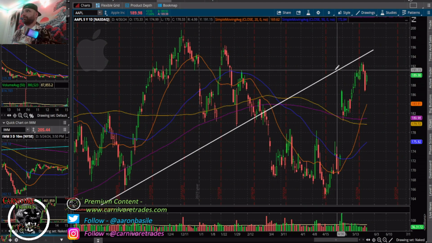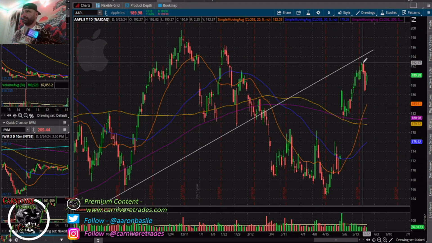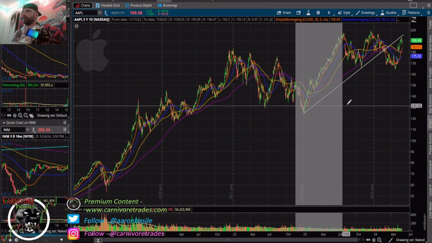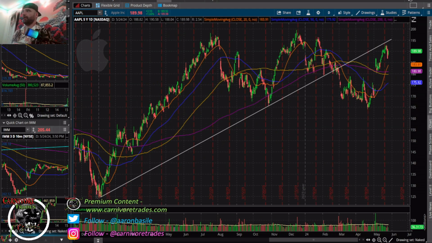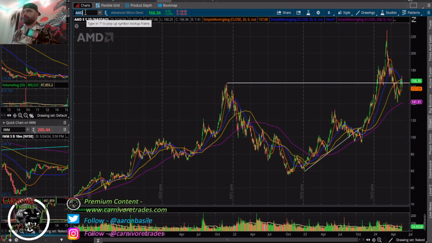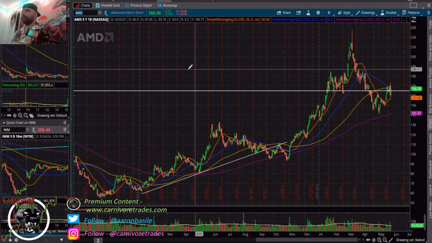And you can even see right here, it's almost kind of respecting that trend line in a sense right now. Not quite there, but maybe it gets there next week. But the third hit's usually good. AMD here is another example.